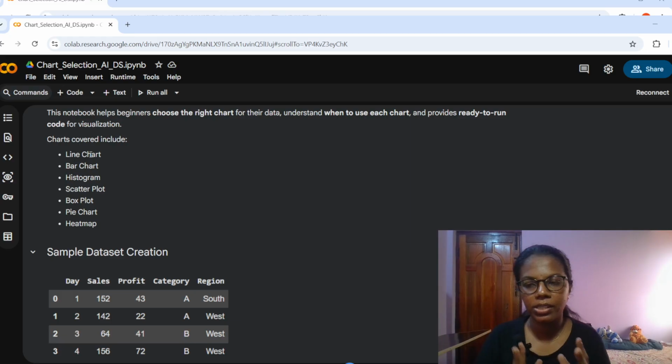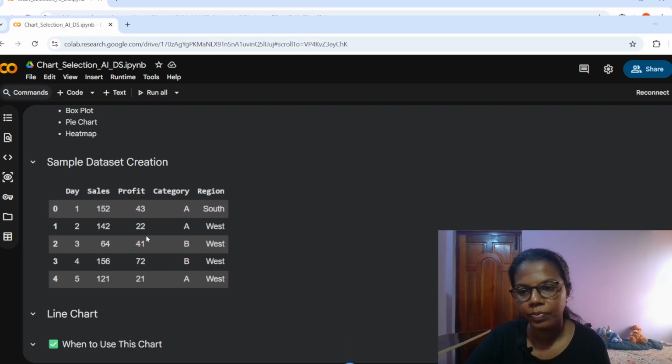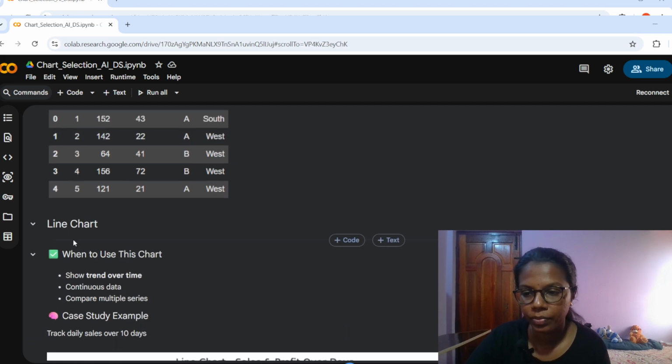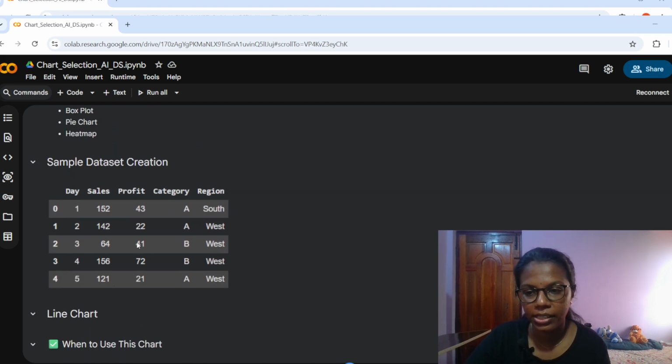We are going to see what a line chart is and when we are going to use it. We are going to see what a bar chart, histogram, scatter plot, box plot, pie chart, and heat map are. After seeing what each is, we are going to see where we need to apply them. So let's get started. This is my data. In this data, I have 5 different columns: day, sales, profit, category, and region. For this data set, I'm converting this into 7 different charts.